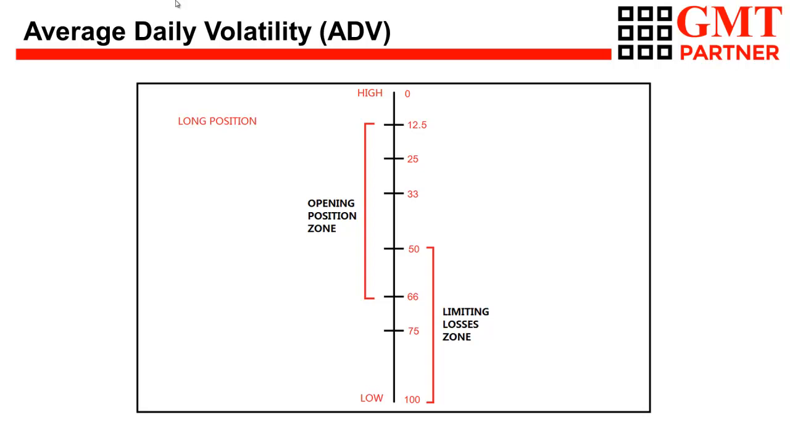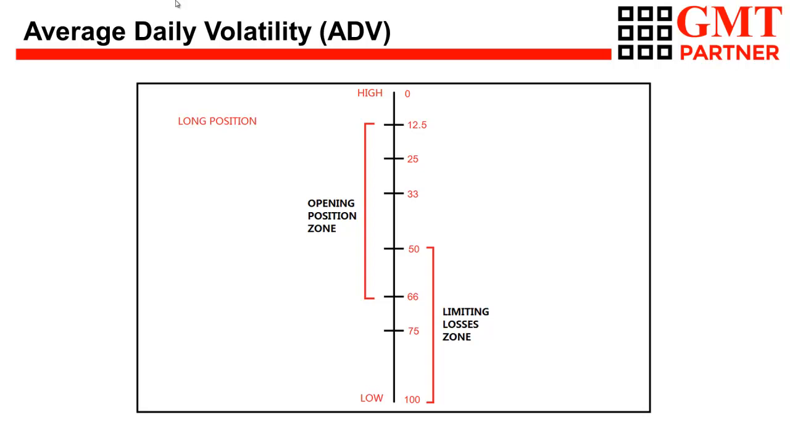In the case of the bullish scenario, you should set the zero value of the grid at the maximum of the current trading day. A long position should be opened in the range from 12.5% to 66%, and a stop-loss order should be placed in the range from 50% to 100%.